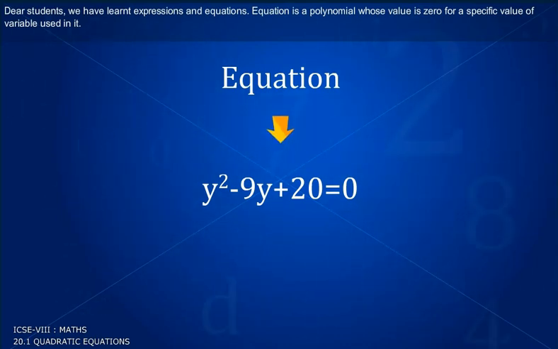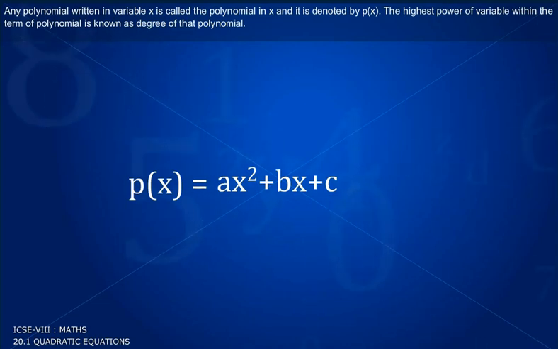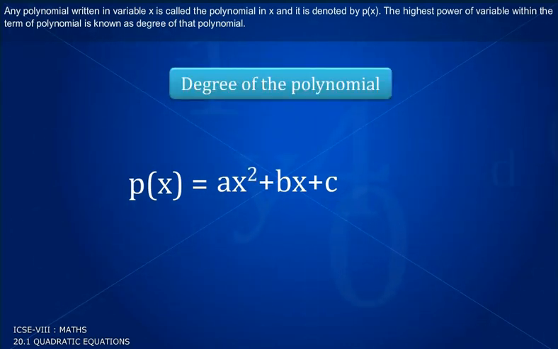An equation is a polynomial whose value is 0 for a specific value of the variable used in it. Any polynomial written in variable x is called a polynomial in x, and it is denoted by p(x). The highest power of the variable within the terms of a polynomial is known as the degree of that polynomial.